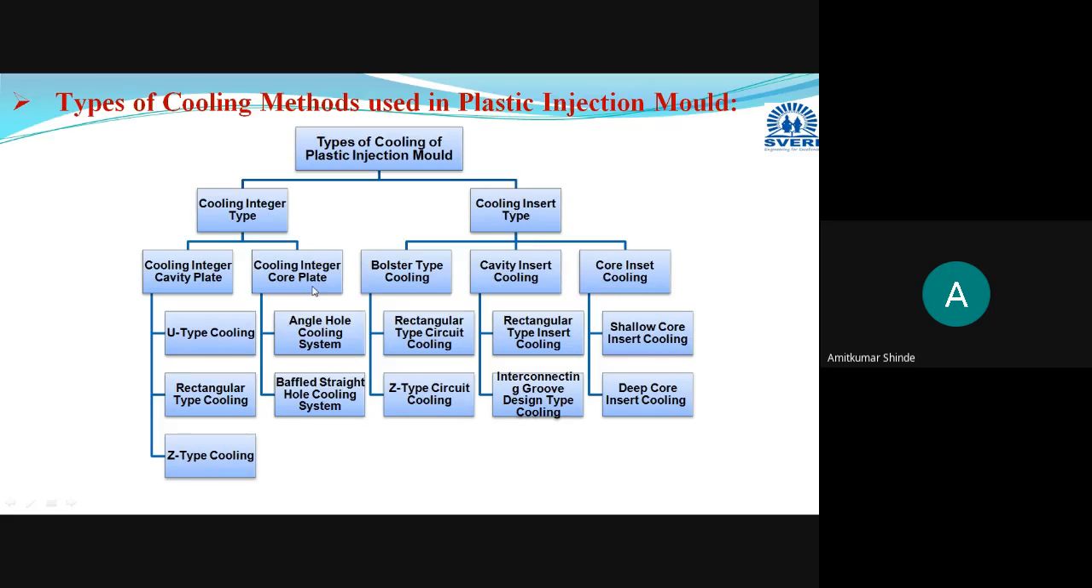And this cooling integer core plate type, depending on the different cooling systems used, is termed as angle hole cooling system and baffled straight hole cooling system. Then this bolster type cooling, depending on the cooling circuit used in that supporting plate, is classified in two types, that is rectangular type and Z type circuit cooling. Then this cavity insert cooling is also classified in two types, depending on the cooling channel, that is rectangular type insert cooling and interconnecting groove design type cooling.